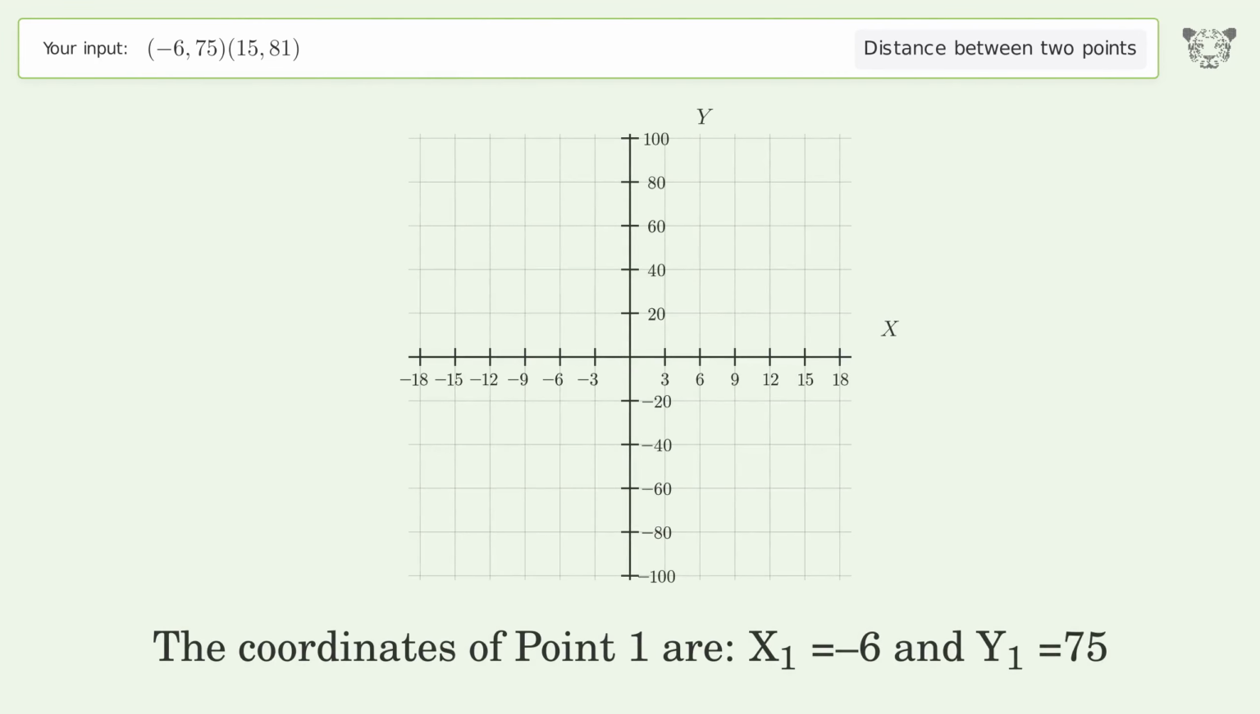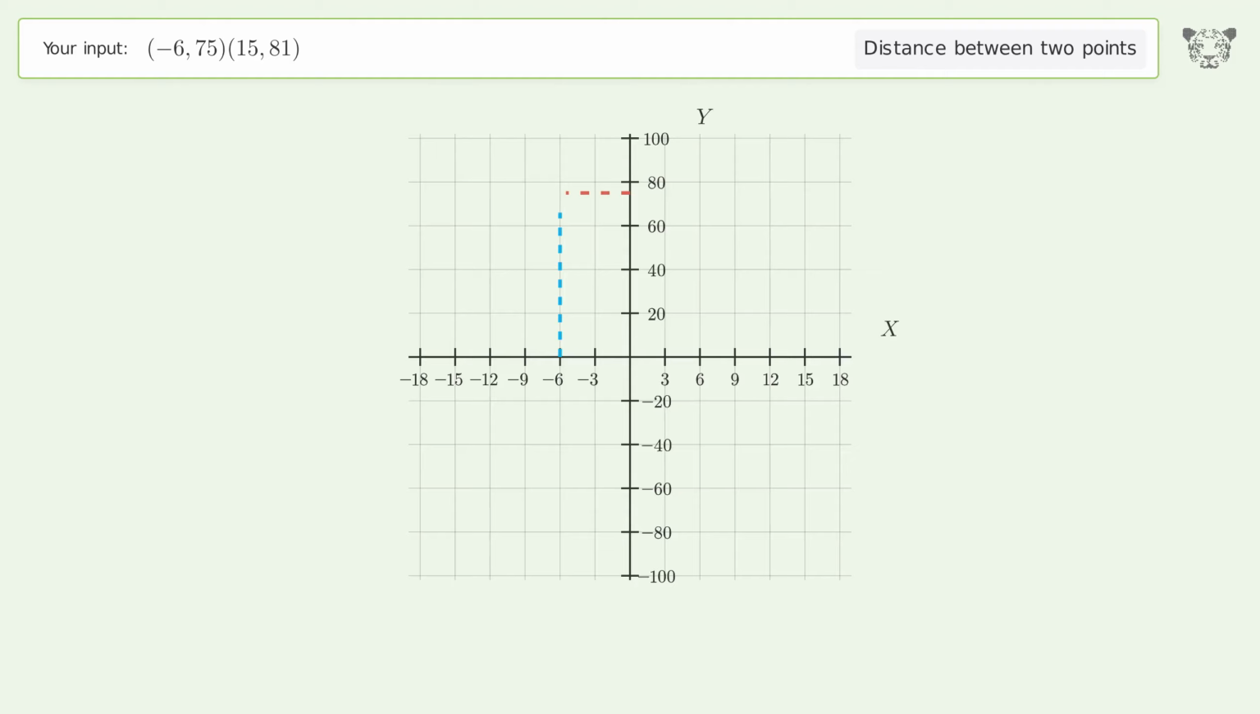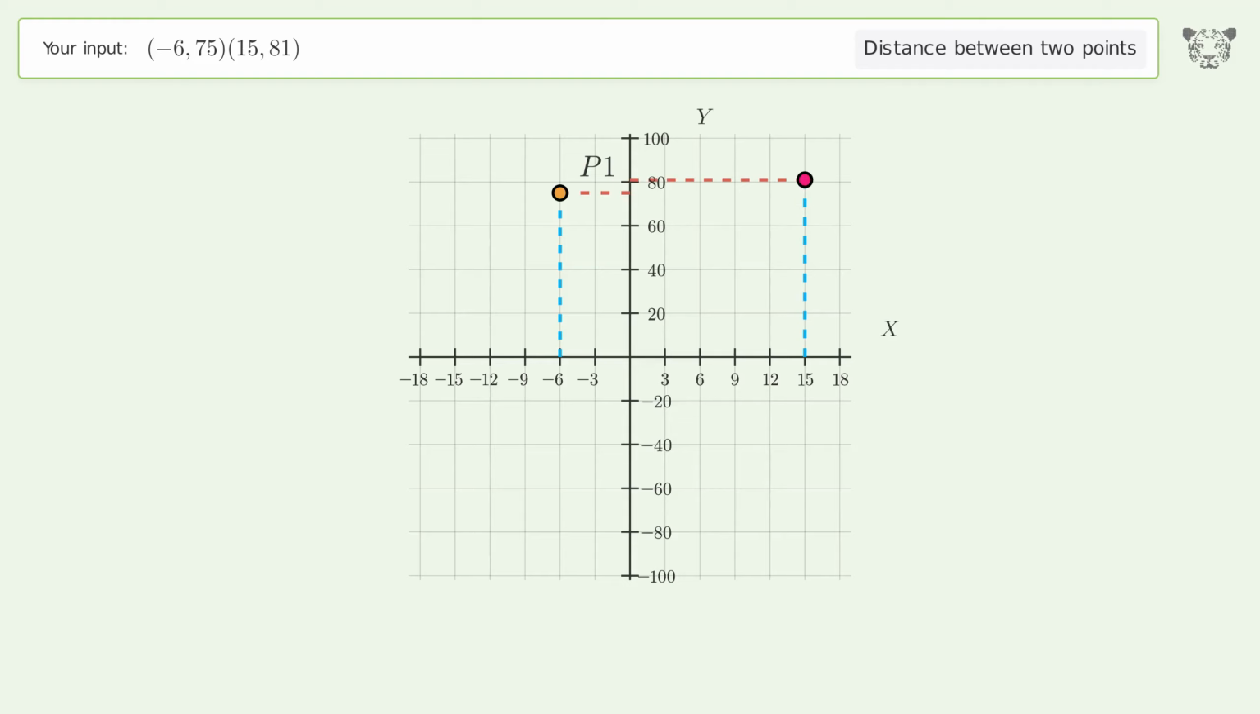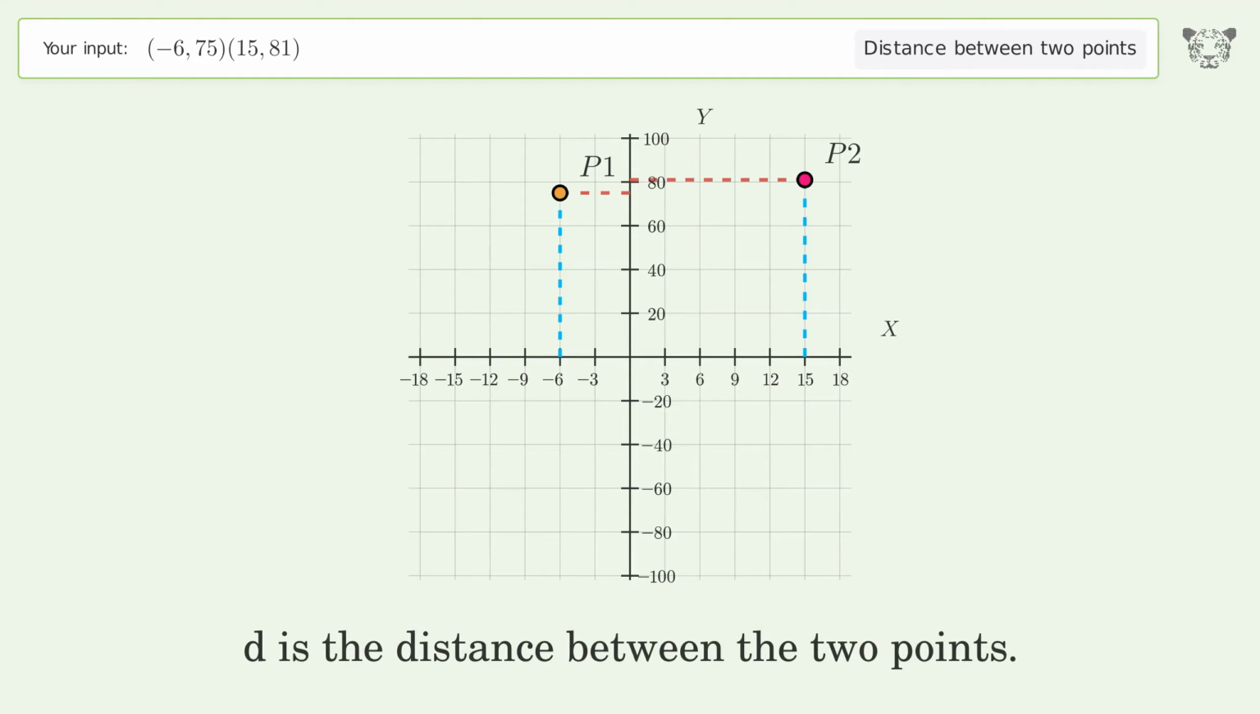The coordinates of point 1 are, x1 equals -6 and y1 equals 75. The coordinates of point 2 are, x2 equals 15 and y2 equals 81. D is the distance between the 2 points.